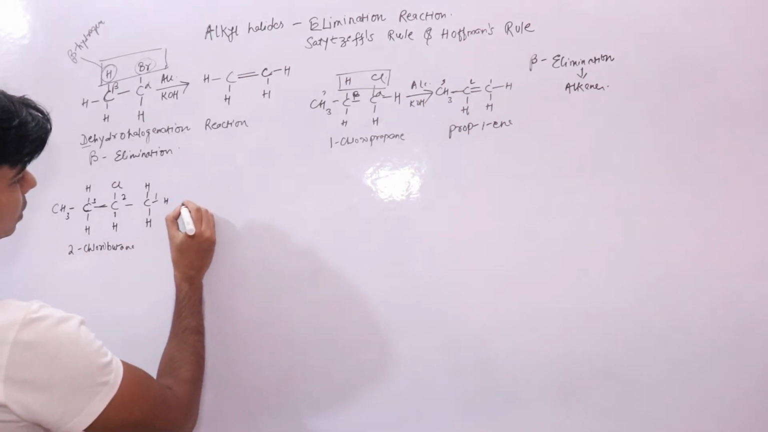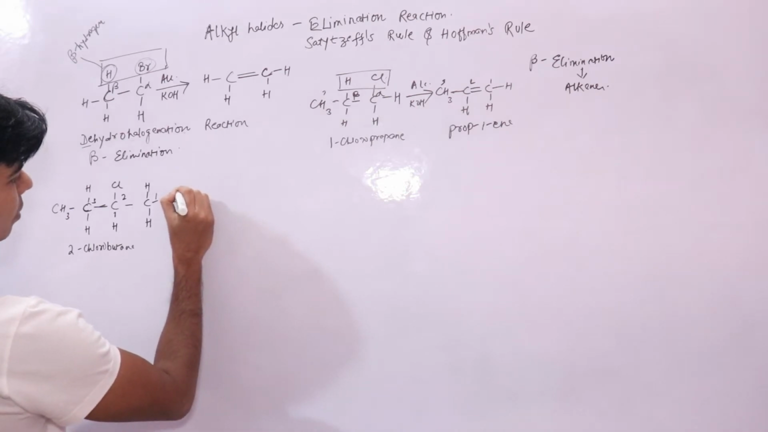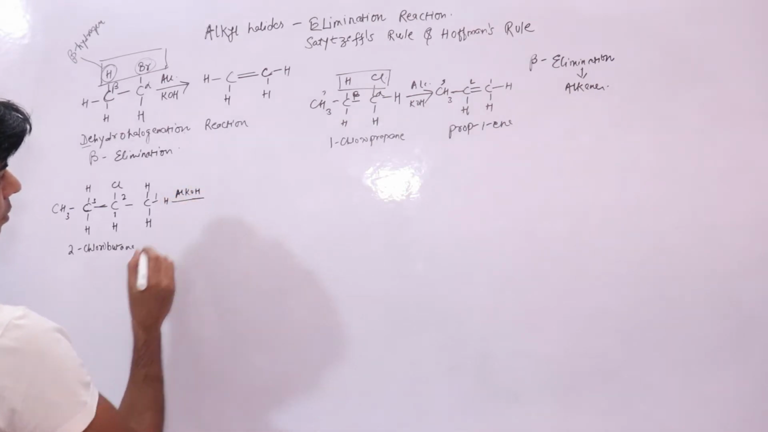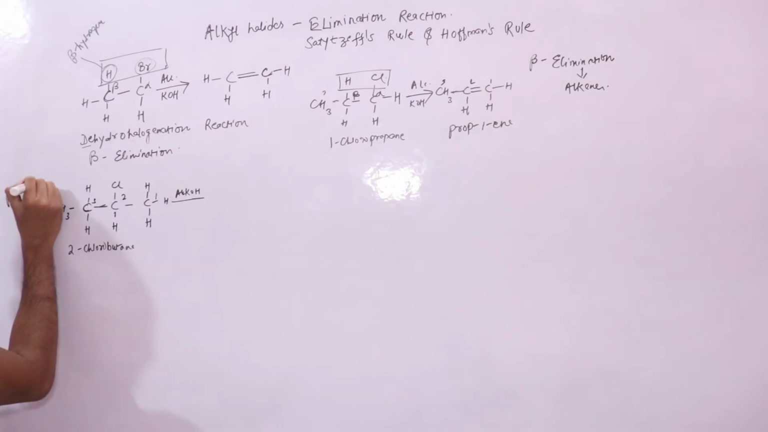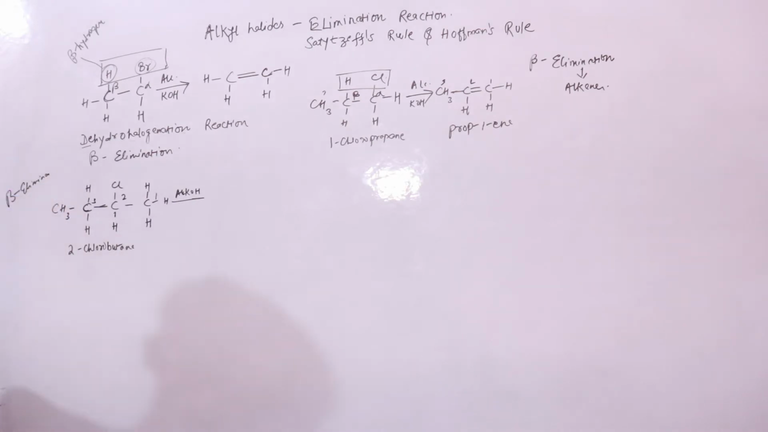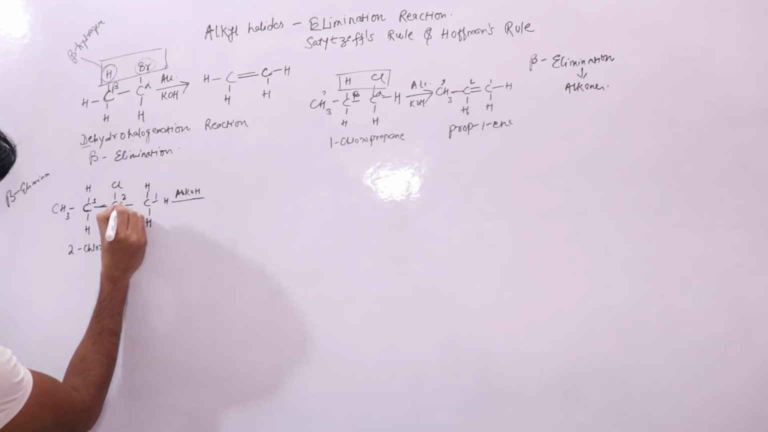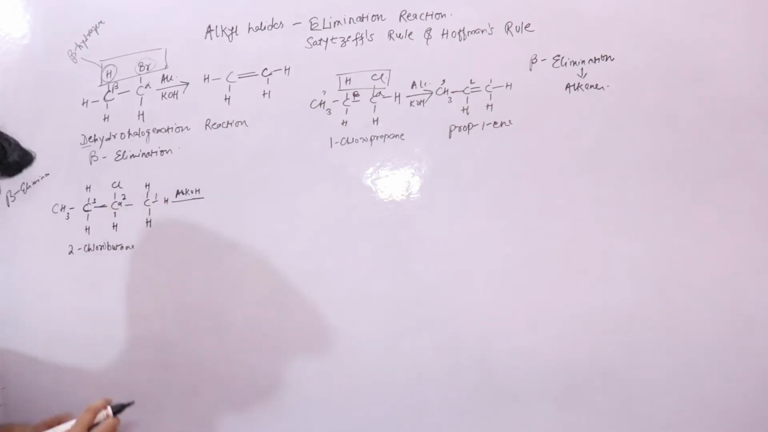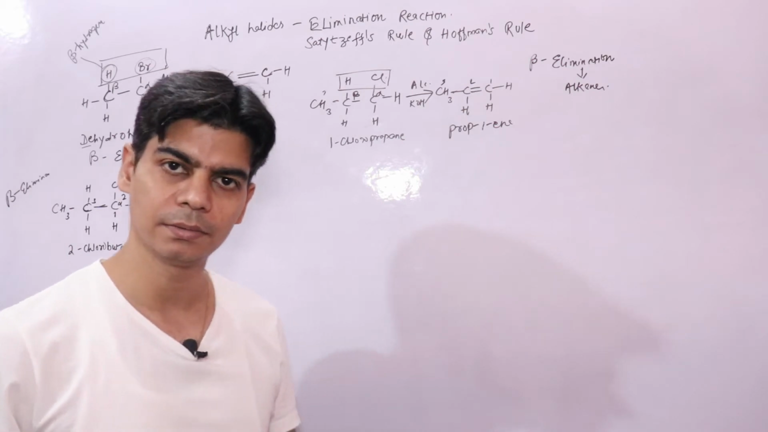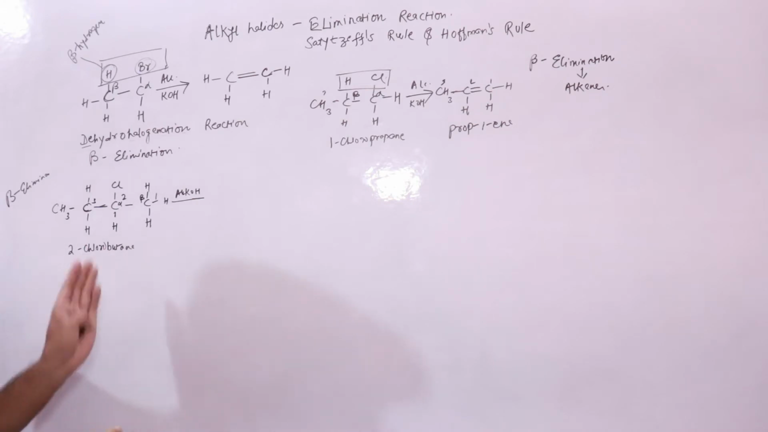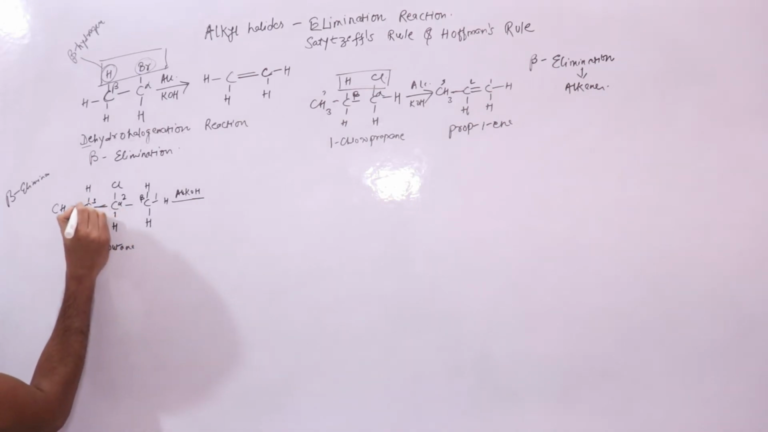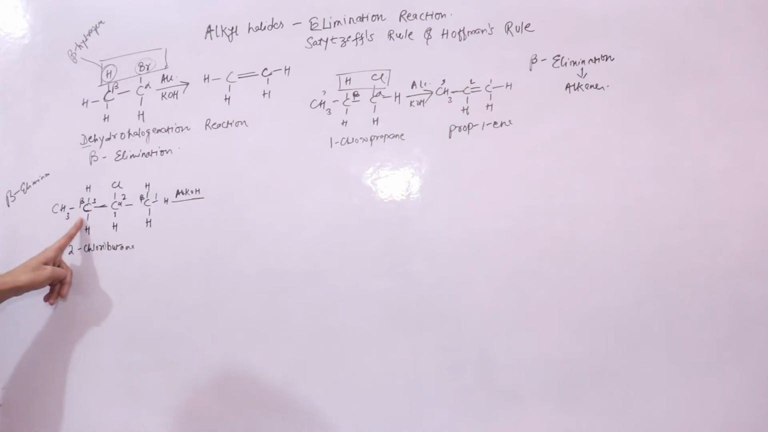Now if you treat it with alcoholic KOH, since I said this would be a beta elimination reaction, right? Beta elimination means this is your alpha carbon atom. Next to the alpha carbon atom is your beta carbon atom. You have one more carbon atom next to the alpha carbon atom here. This is also your beta carbon atom, right?